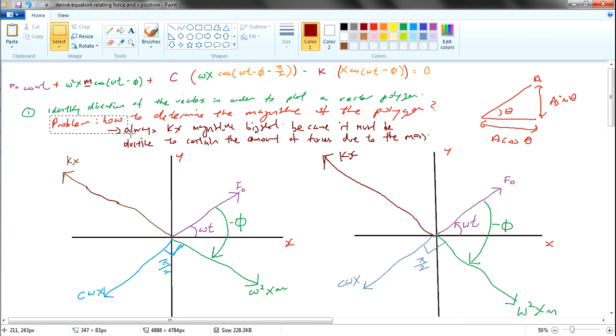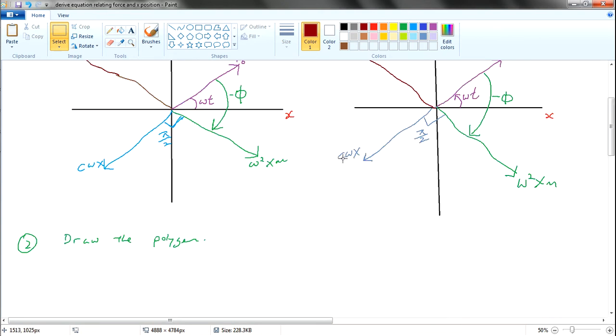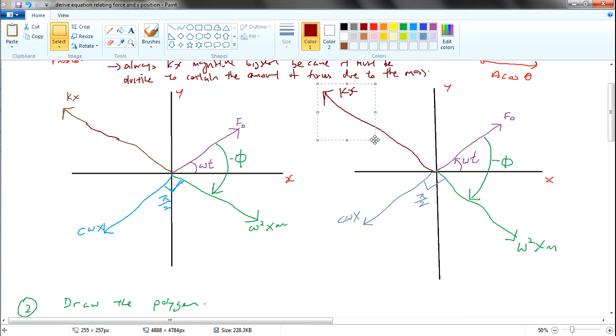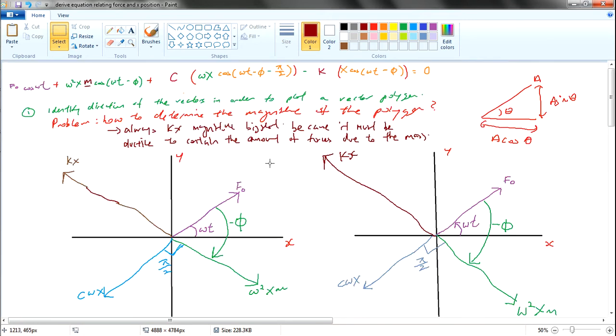So the problem: how do we determine the magnitude of the polygon? How do you know this magnitude is this? How do you know how long the magnitude is, and how do you know the angles? Apparently this is just a general thing to draw. Upon having some values, you may actually know the magnitudes and such. In this case, we are dealing with the general formula, that's all.